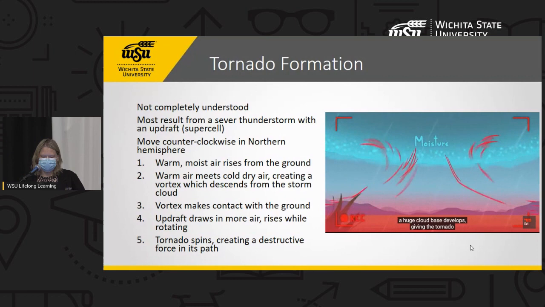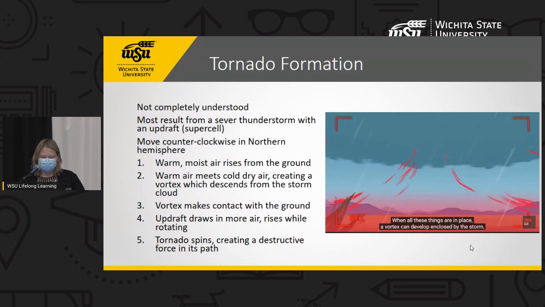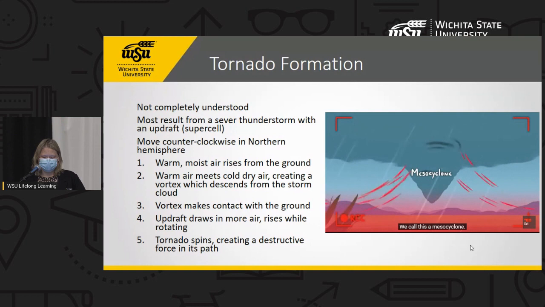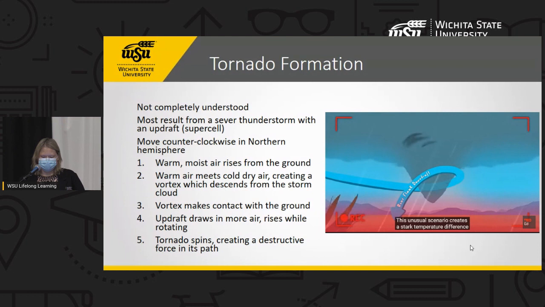When all these things are in place, a vortex can develop, enclosed by the storm, and forming a wide, tall tube of spinning air that then gets pulled upwards. We call this a mesocyclone. Outside, cool, dry, sinking air starts to wrap around the back of this mesocyclone, forming what's known as a rear flank downdraft. This unusual scenario creates a stark temperature difference between the air inside the mesocyclone and the air outside, building up a level of instability that allows a tornado to thrive.